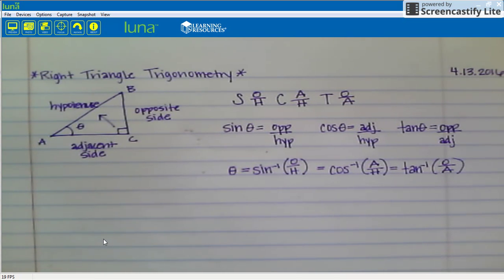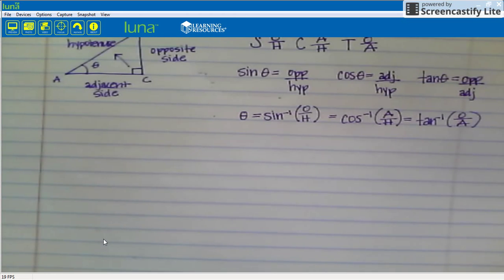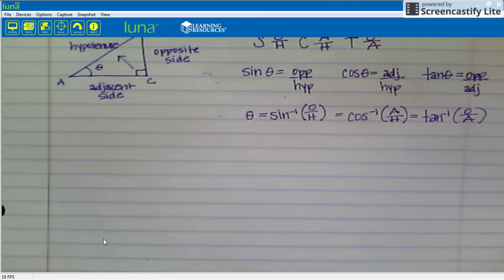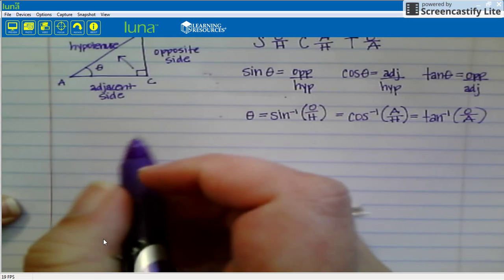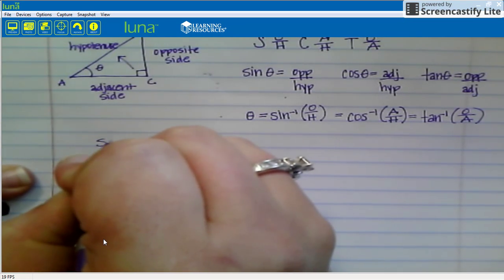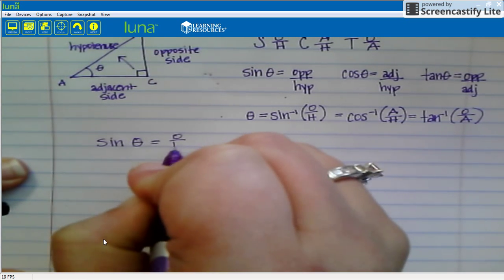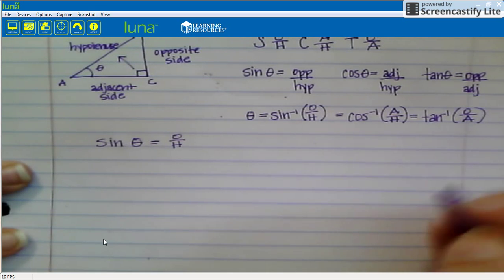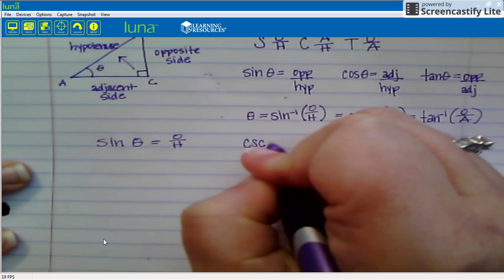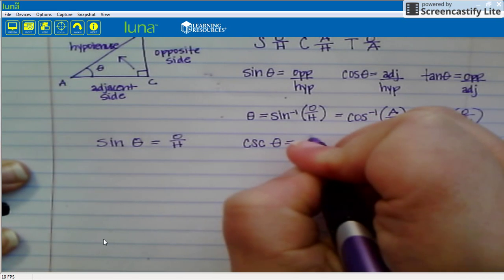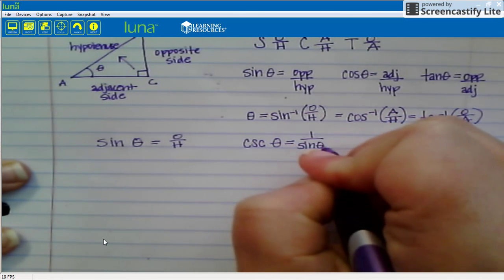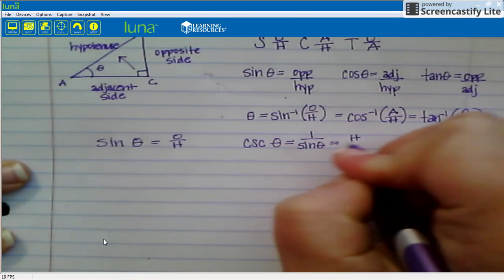Okay, now, in addition to sine, cosine, and tangent, we also have some reciprocal functions. I'm going to give them to you, but we won't actually work with them a whole lot until some future lessons down the road. If sine is opposite over hypotenuse, then the reciprocal of sine is the cosecant. So the cosecant of theta is the reciprocal of sine, and this is hypotenuse over opposite.